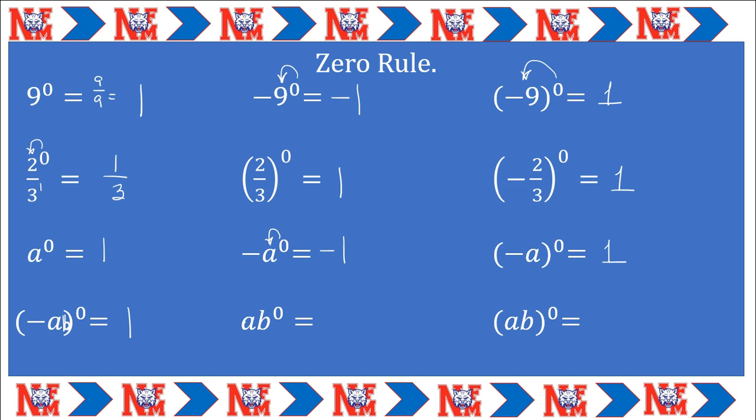Here we have A, B to the 0. Now guys, this 0 is only attached to the B, so I still have A times, and then B to the 0 is 1, and we really can just write A. And here we have AB to the 0, where A and B is both raised to the power of 0, so we get 1.